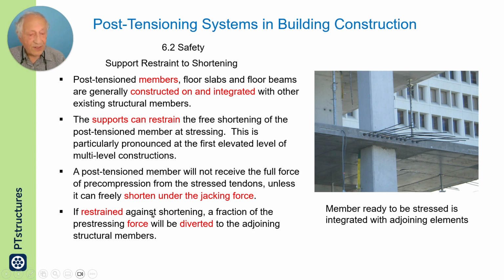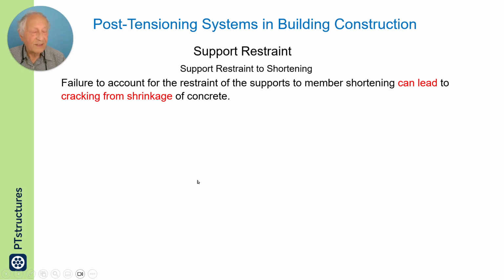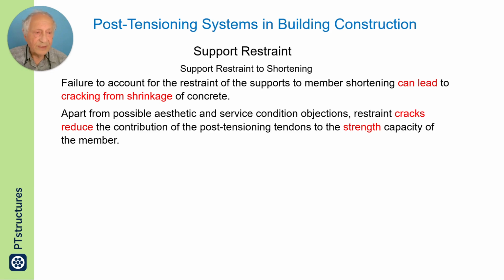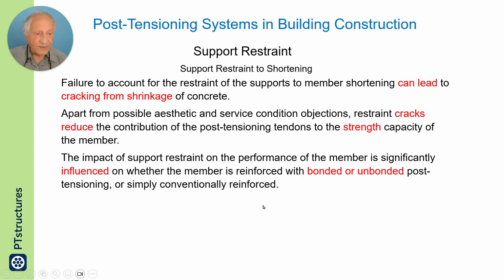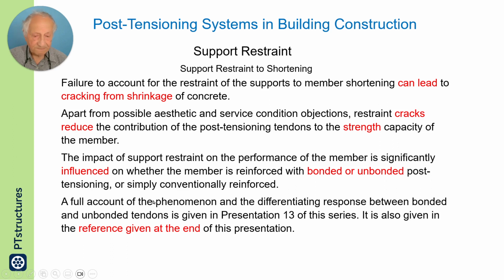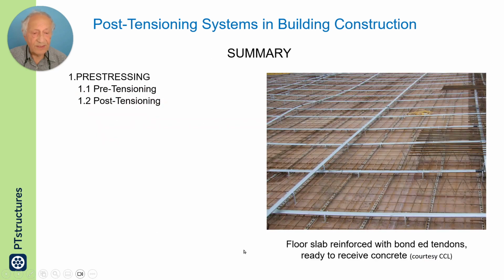Now, this restraint and diversion of the force impacts the safety as well as, so to say, the serviceability of the member. It can lead to cracking from shrinkage, but that is more a visual item and can be repaired. What is more important is the reduction in strength as a result of loss of precompression, and that is something which is handled in greater detail in another presentation of this series, which talks about the significant difference in performance of bonded and unbonded as a result of restraint. It is given in the reference at the end of this presentation.